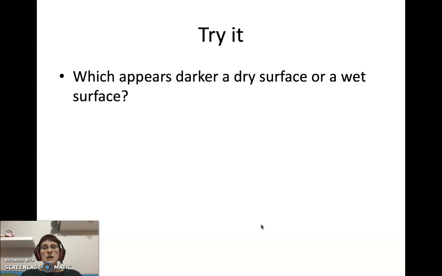You can do that with a paper towel, or even if you just put a drop of water on a surface, the same thing will happen. So what is going on? Because the wet surface is going to look darker.